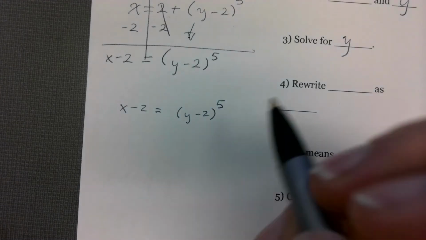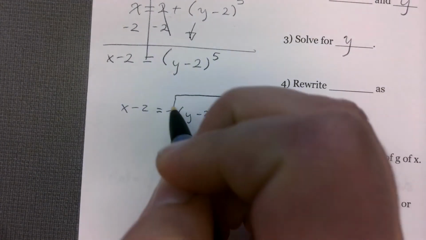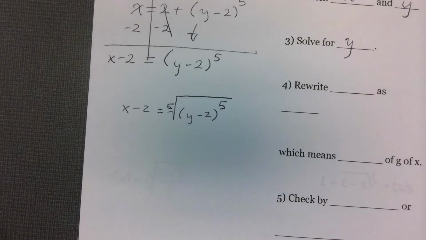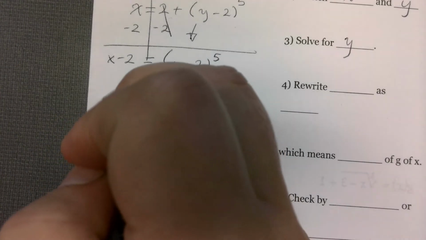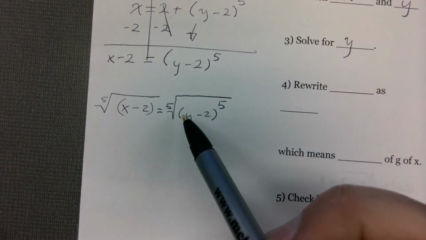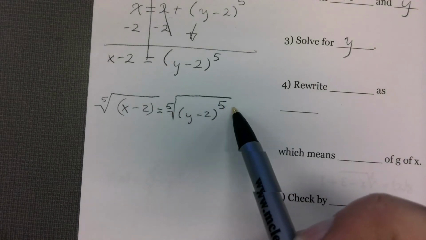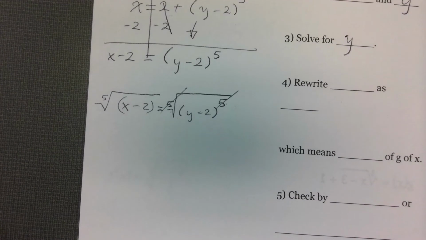So now we're going to do the 5th root. So we're going to draw the square root over this whole side, and we're going to put a 5 right there because that's the root. We're going to put parentheses around this whole side, and we're going to make the 5th root. Now what happens with these 5s? They cancel out. That was the whole point of using them.